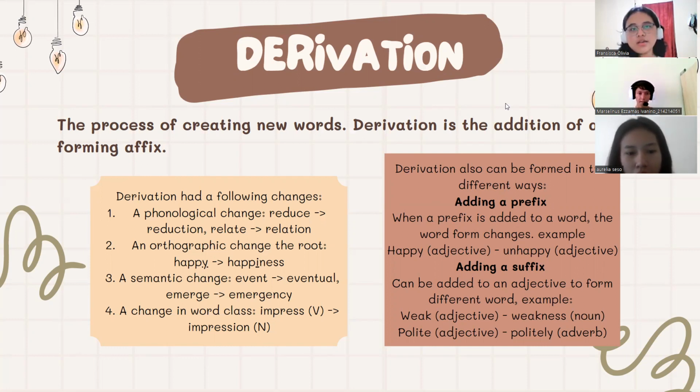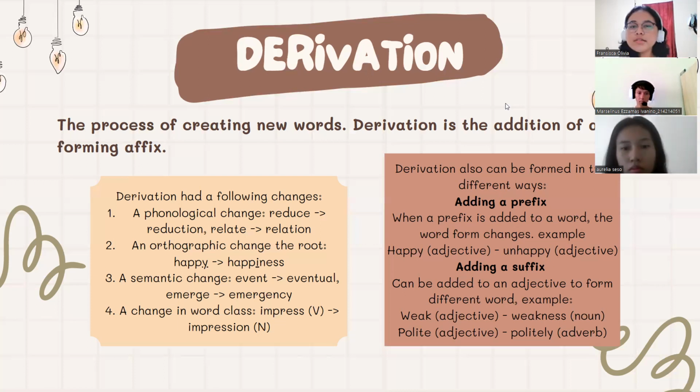And then the second is an orthographic change to the root, for example, happy becomes happiness. The third is a semantic change, for example, even becomes eventual and emerge becomes emergency. And the fourth is a change in word class, for example, impress is a verb and changes into impression, which is a noun.